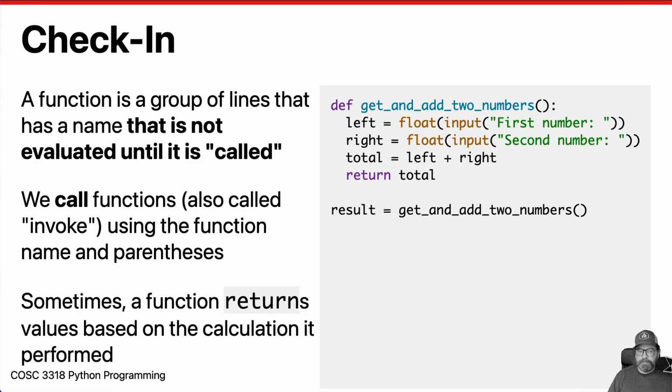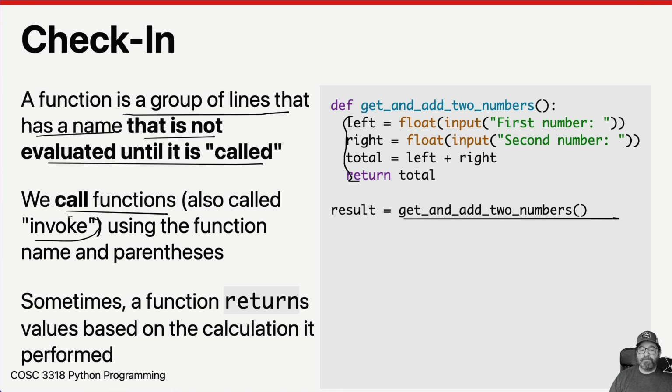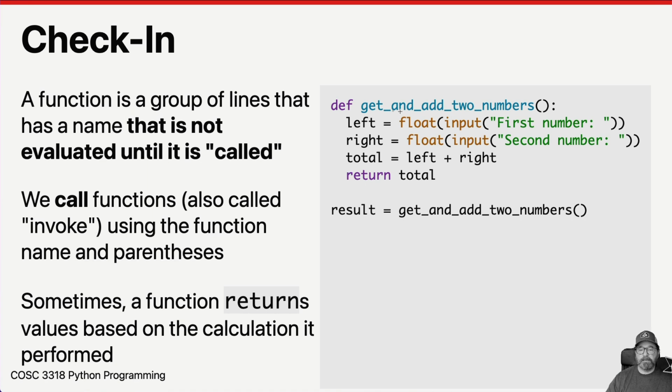So, just as a check-in, what we last looked at was a function that could return values, okay? A function is a group of lines that has a name and that's not evaluated until it is called. Remember, these lines don't do anything until we actually call the function. We call, or invoke, functions using the function name with parentheses. That's what we've got right here with the parentheses. In some cases, a function returns a value, and we can take that and store it into a variable. So let's take a look at what this one does.